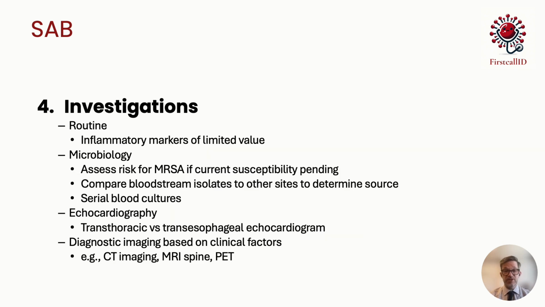In terms of investigation, we look at routine blood work. I'll mention that inflammatory markers are often of limited value in assessing the severity of illness and also the likelihood of complications. We do pay a lot of attention to microbiology. If we don't know the susceptibility state of the organism, we assess for risk factors for MRSA, when we're trying to decide whether to empirically cover for MRSA or cover for MSSA. We'll often compare bloodstream isolates to peripheral sites. So if someone has a wound and it's known to be colonized or infected with methicillin susceptible Staph aureus, that increases the likelihood that the bacterium is also the same type of isolate.